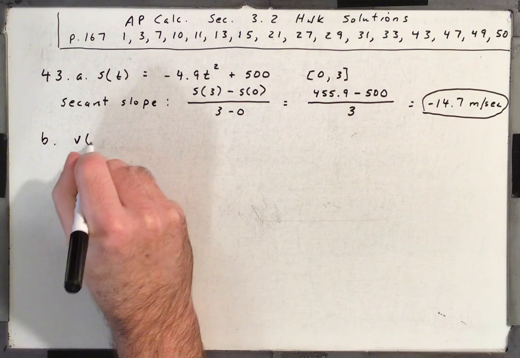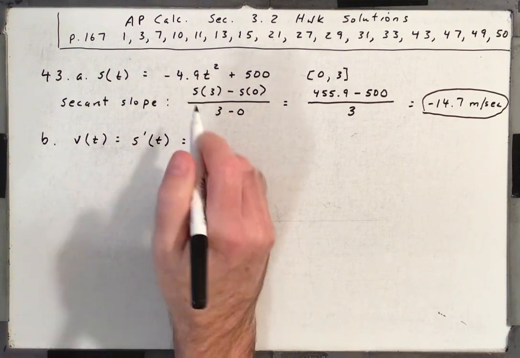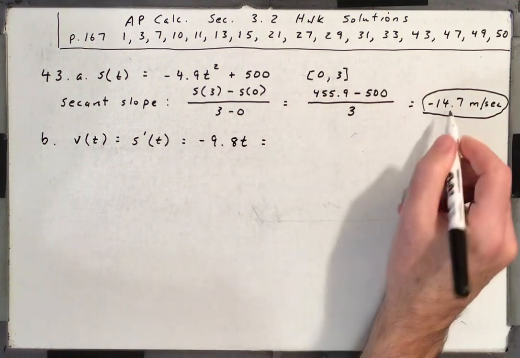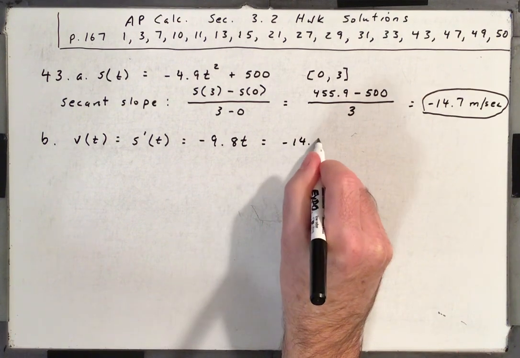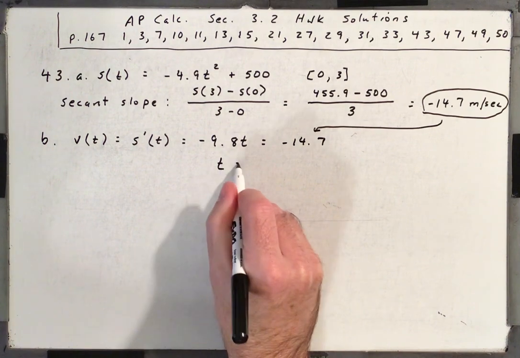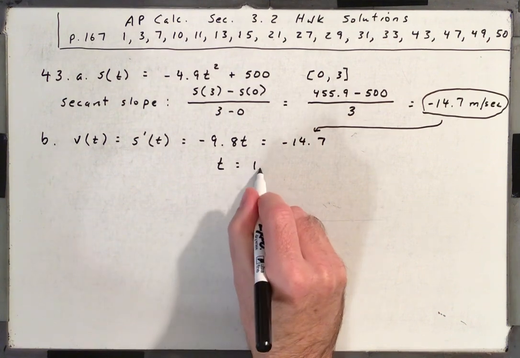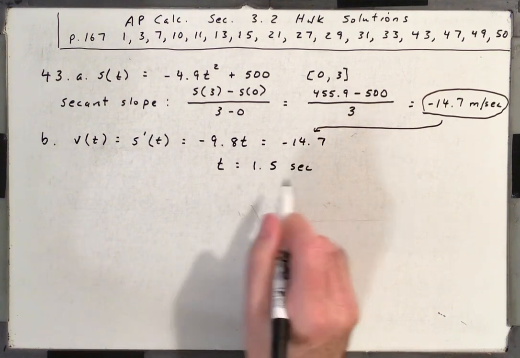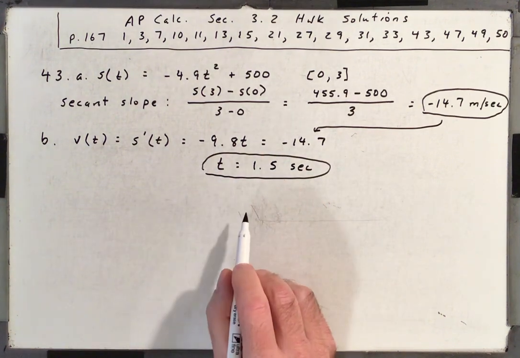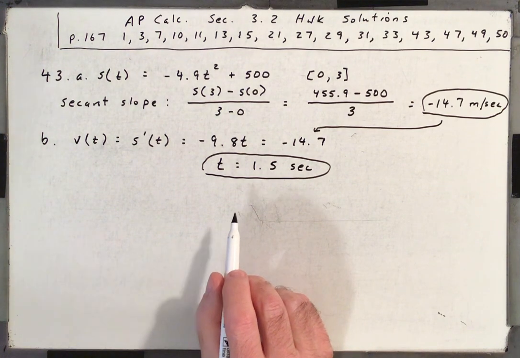So v of t is equal to s prime of t. Take the derivative, that's negative 9.8t. And we want to set that equal to negative 14.7. So t is equal to negative 14.7 over negative 9.8. That is 1.5 seconds. So it's right in the midpoint, which makes sense because the acceleration is constant gravity there. So that is our time. Okay.